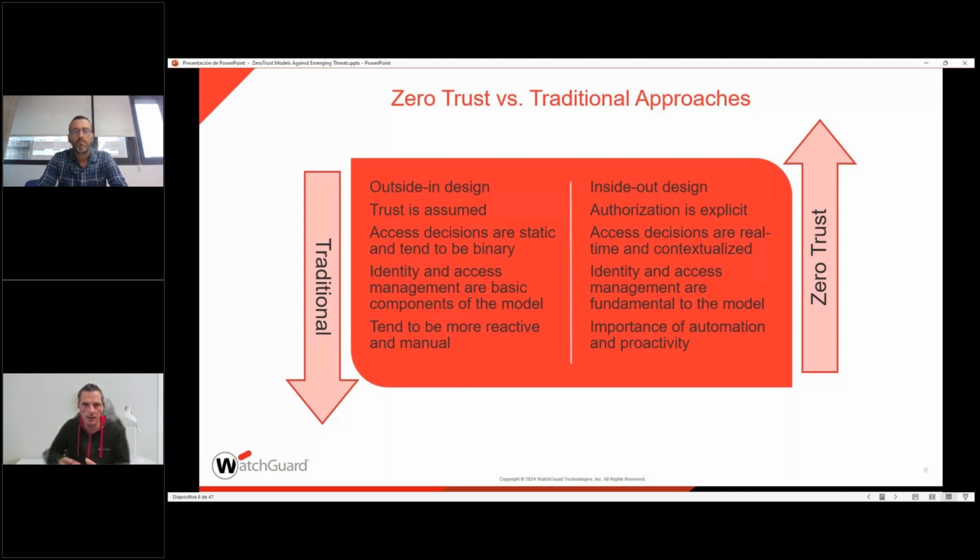I mentioned identities. Identity is a clear element of a zero trust approach. In the traditional aspect, identities are also important. There are users, but in the case of zero trust, those users need to be verified in each action. They need to be authorized. There are policies needed to verify that everything is set up correctly.